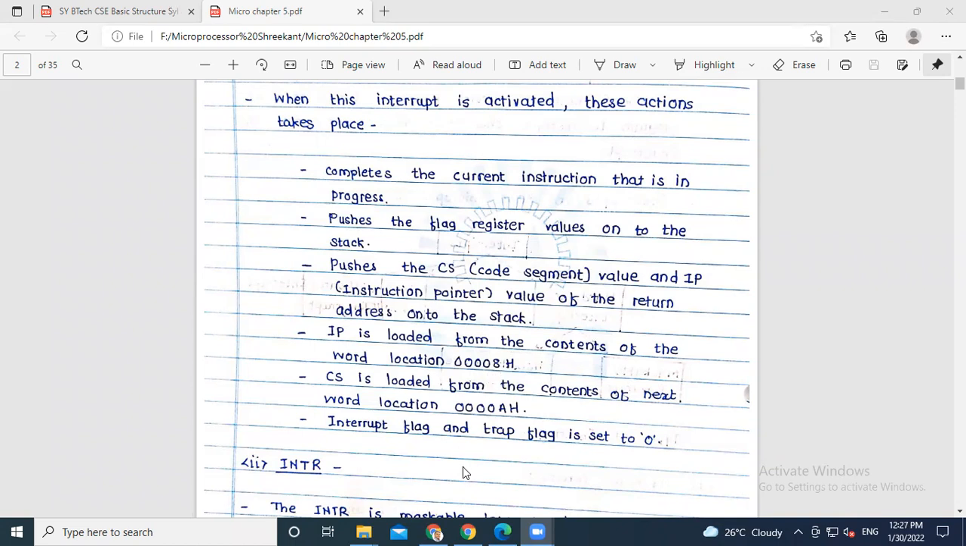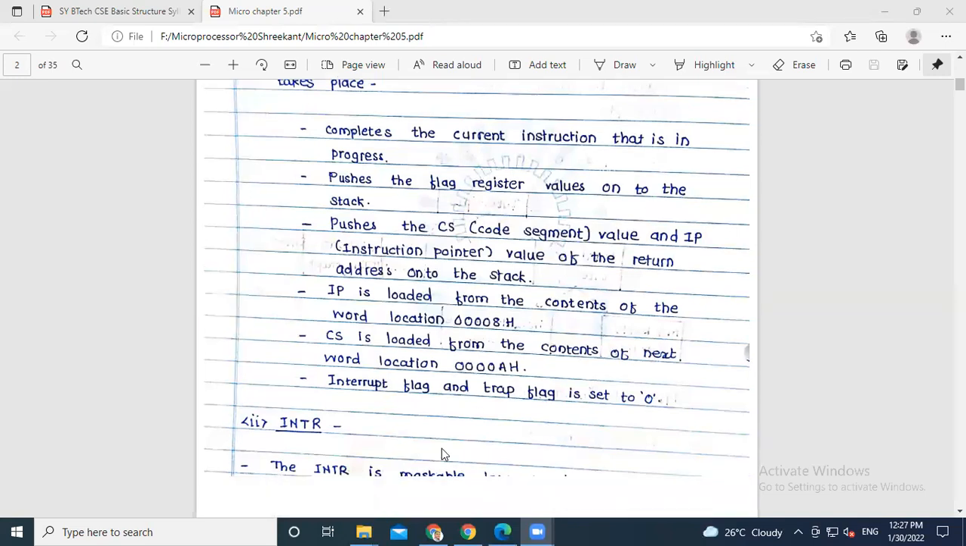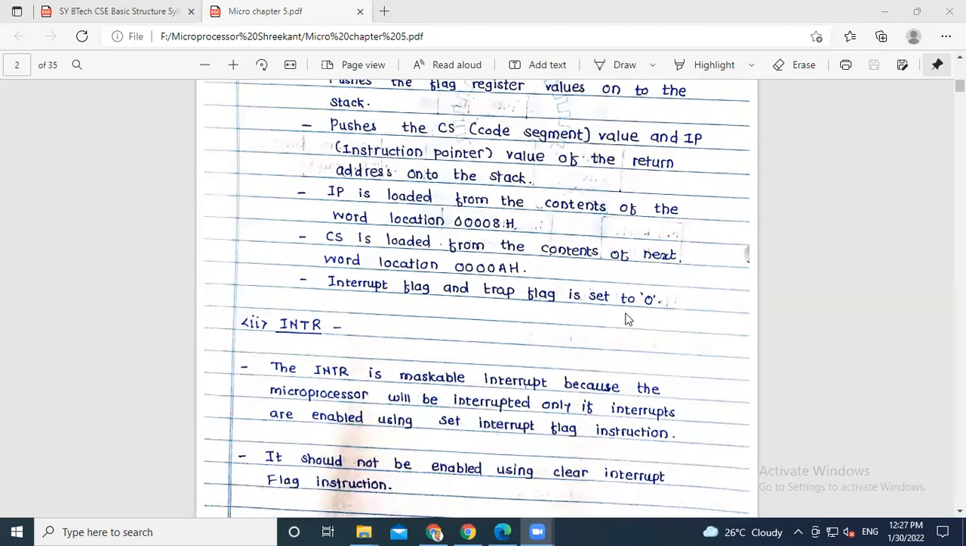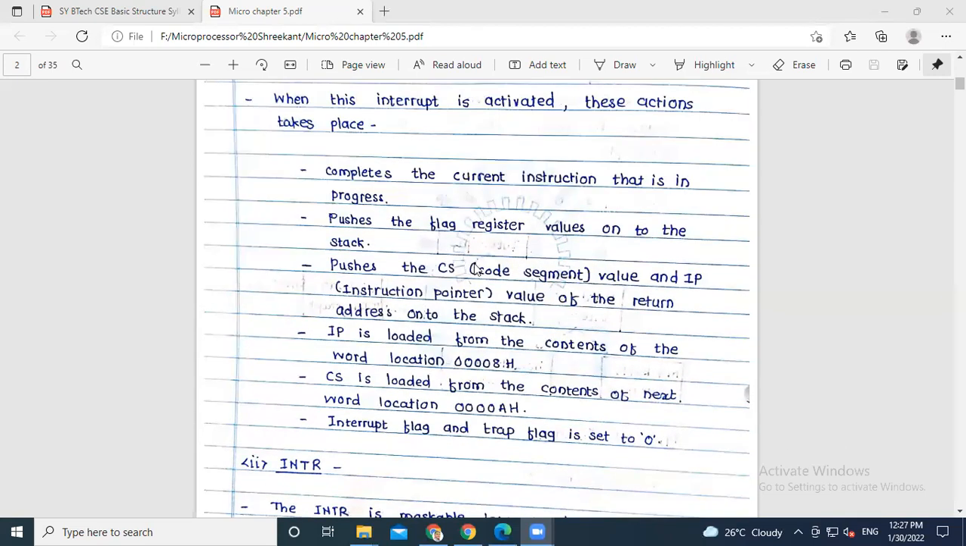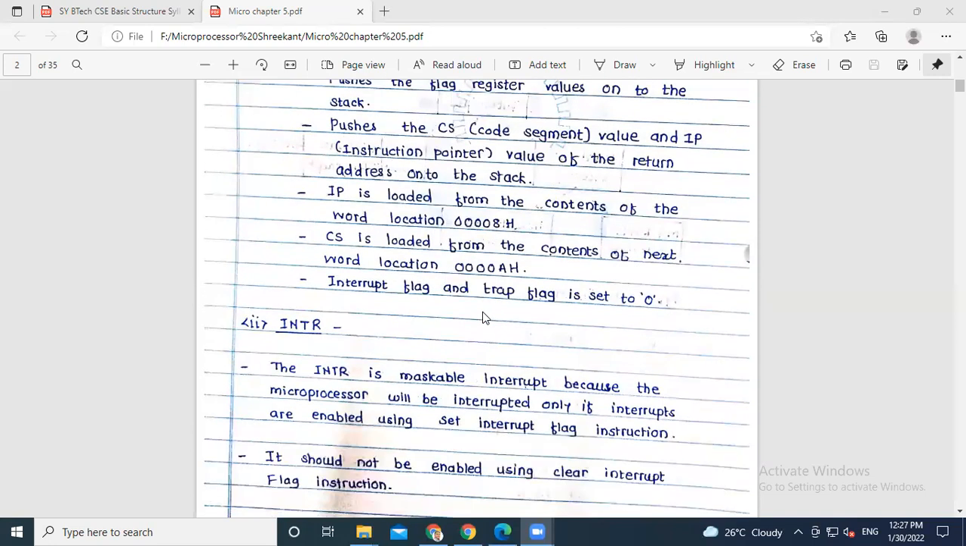The code segment is loaded from the contents of the next word location, from 0000A, and the interrupt flag and trap flag are set to 0 in the non-maskable interrupt.